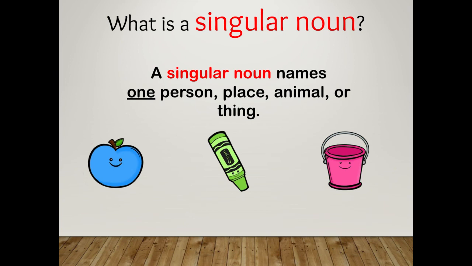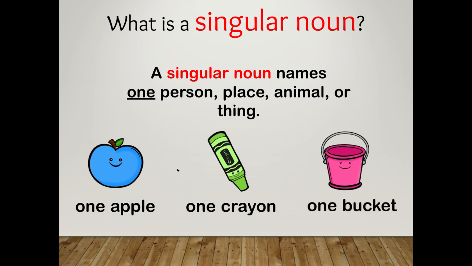A singular noun means just one. A singular noun names one person, one place, one animal, or one thing. For example, here's one apple, one crayon, one bucket. These each show a singular noun. One.